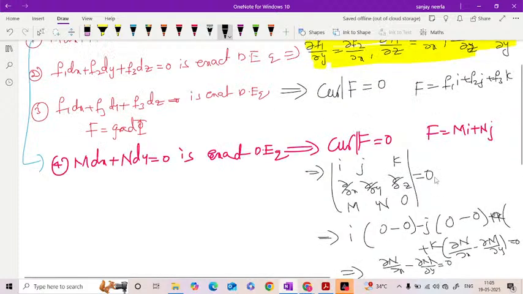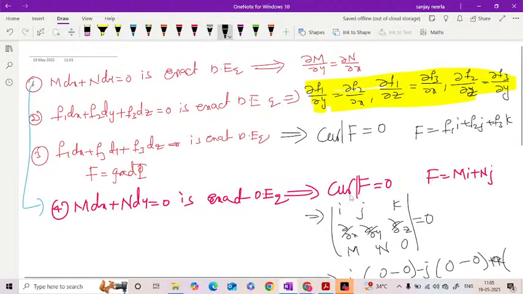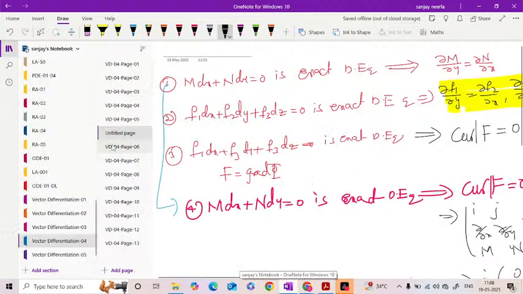So simply just find the curl f. If the curl f is 0, definitely the corresponding differential equation must be an exact differential equation, whether the differential equation is in 2 variables or 3 variables. So no need to remember all this, directly just find the curl f. Curl f is 0, definitely the corresponding differential equation must be exact, whether in terms of 2 variables or 3 variables. So this is the idea of this one. This is the fourth property.